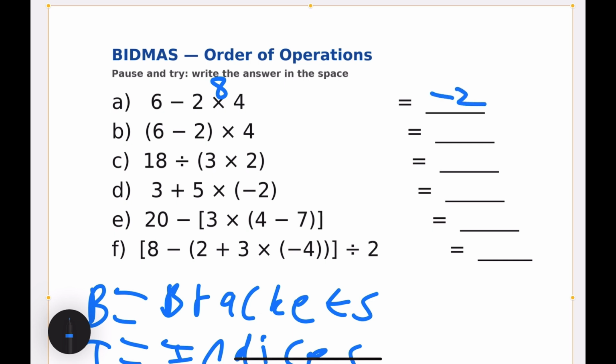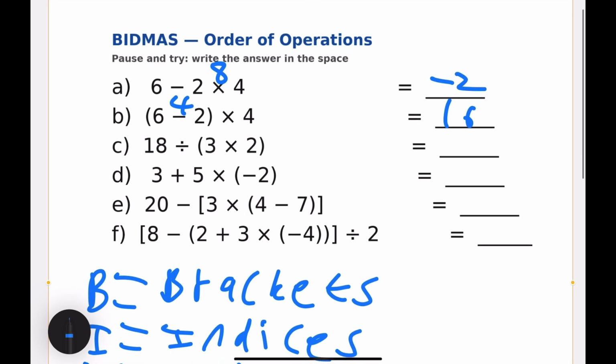And then the next question, we have brackets and then multiplying. So we do the brackets first, which would be 4, and 4 multiplied by 4 is 16. So as you can see with the first two questions, it's the same numbers, but we just have brackets in it. So the brackets can really change, as you can see, it's changed the answer. We have 16 rather than minus 2.